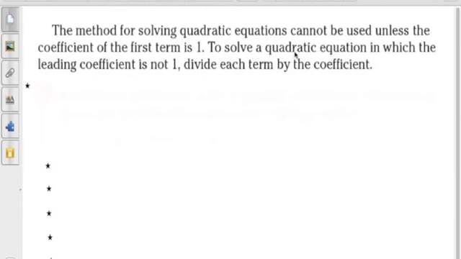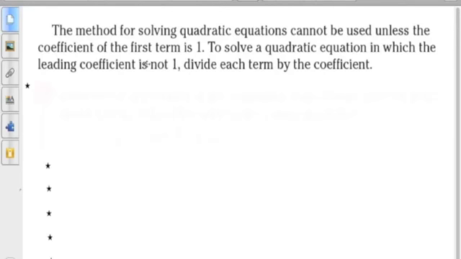The method for solving quadratic equations by completing the square cannot be used unless the coefficient of the first term is 1. Remember that. To solve a quadratic equation in which the leading coefficient is not 1, we need to divide each term by the coefficient. So again, in recap, for you to be able to use completing the square as a method for solving a quadratic equation, you need to make sure that the coefficient of your quadratic term, your x squared, is equal to 1. If not, you need to divide each term by the coefficient.